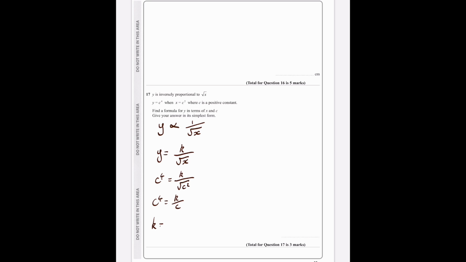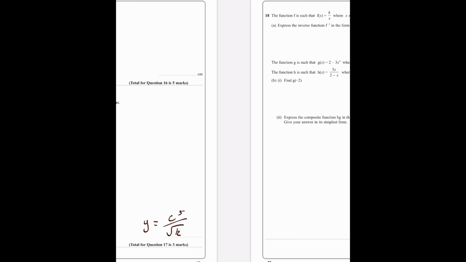Square root of c squared is c. That's fine because c is a positive constant. Multiply both sides by c, we get k equals c to the 5, and so my equation is y equals c to the 5 over the square root of k.